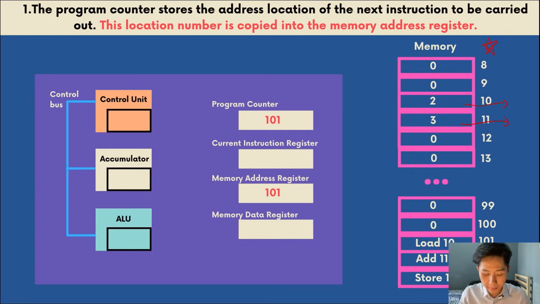So first step, the program counter stores the address location of the next instruction to be carried out. The first instruction is 101, so we just have to look into what is inside our 101 location, which is this instruction, load 10. And this location number 101 will then be copied into our memory address register. So that's what they are saying here in our first step.